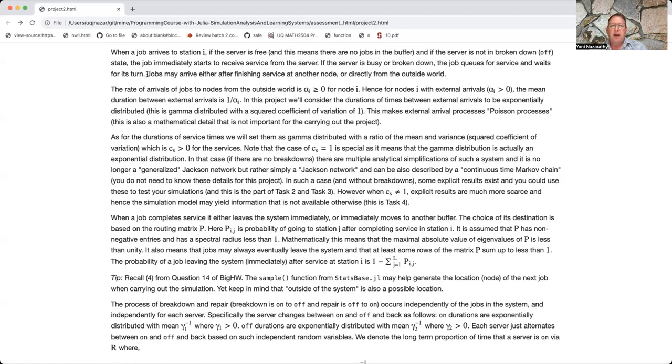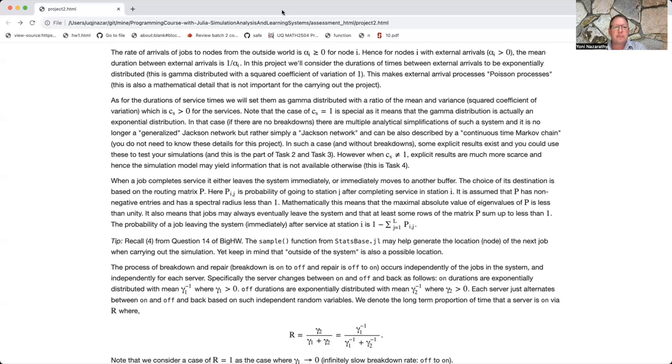Jobs can arrive either after finishing service someplace else, which is an internal movement, or directly from the outside world. Let's see how they arrive from the outside world. The rate of arrival of jobs to node I from the outside world is alpha I. Note alpha I can be 0, which means that no jobs come from the outside world to that node. If alpha I is positive, the mean duration between arrivals is the inverse of alpha I, and we'll take the inter-arrival times to be exponentially distributed.